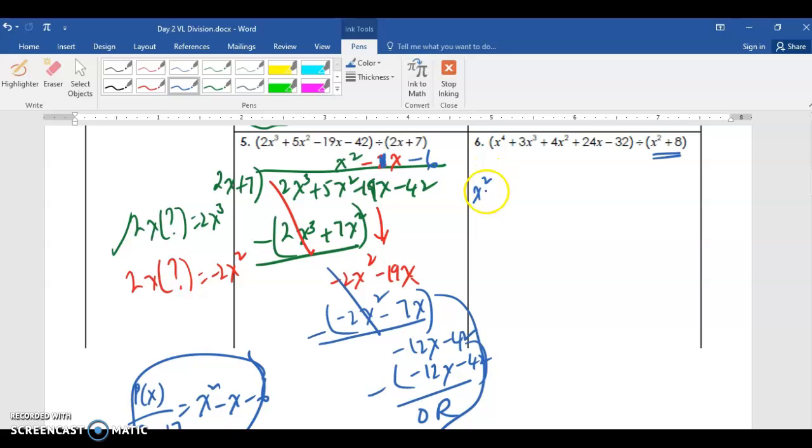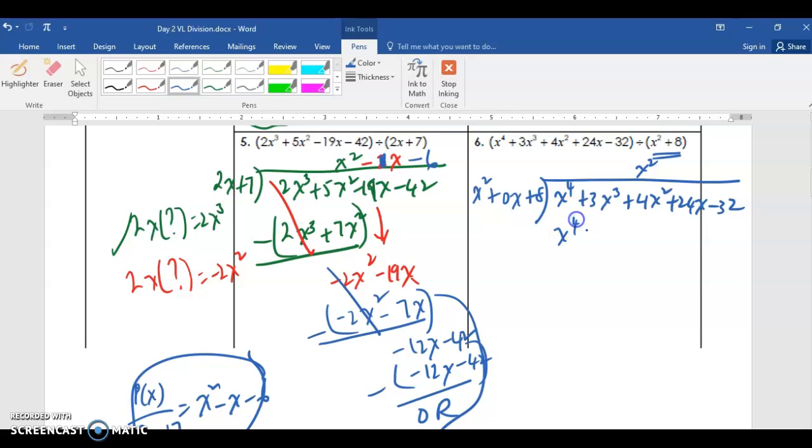So x squared, there is an x squared term there, but there is no x term. So you have to do that. And now the dividend, it's in standard form and there are no missing terms, so we are good to go. Okay, I'm not going to do this completely, but you get the idea. I'll just do the first round. So x squared times x squared is x to the 4, plus x squared times 0 is a 0. x squared times 8 is 8x squared.